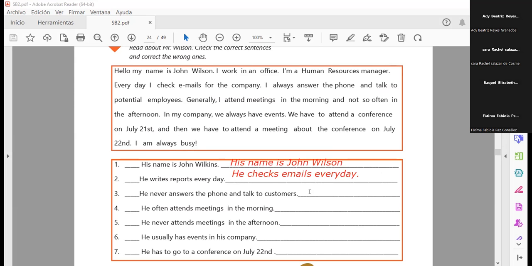And number three is correct, yes or no? No. What is the correct one? He always answers the phone and talks to potential employees. Answer the phone and call. Talk to potential employees.